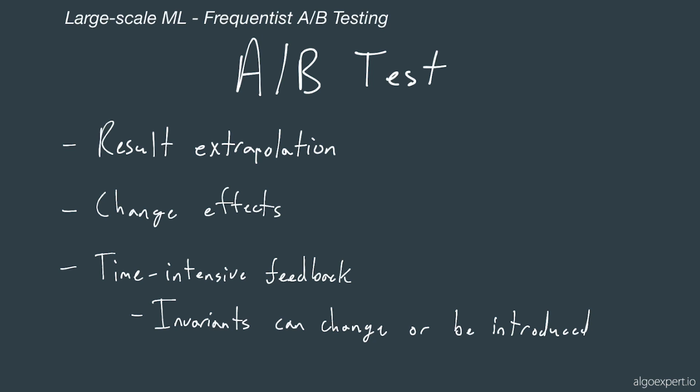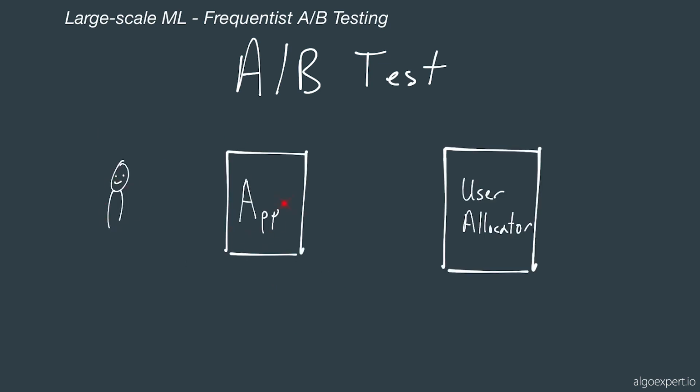Now, it depends on your problem, but generally feedback within a month is a good idea. So now let's go ahead and take a look at some of the infrastructure that we'll need to run an A-B test. Here we have our user, here's our application, and here's some user allocator which will manage the A-B test for us. How do we actually represent a user in an A-B test?